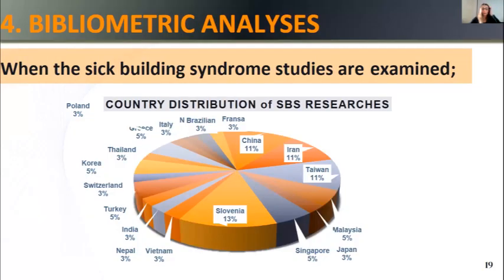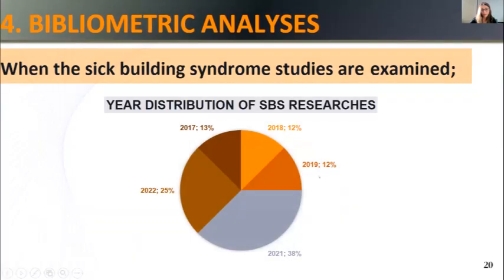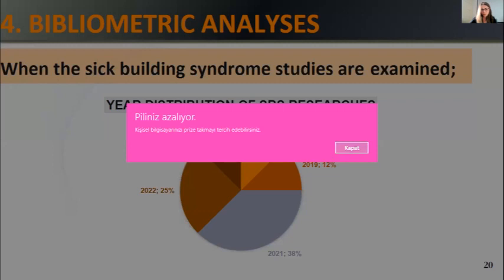When we look at the country distribution of sick building syndrome research, we can see the weight in China, Slovenia, and Taiwan. And when we see the year distribution, there is a, oops, sorry.